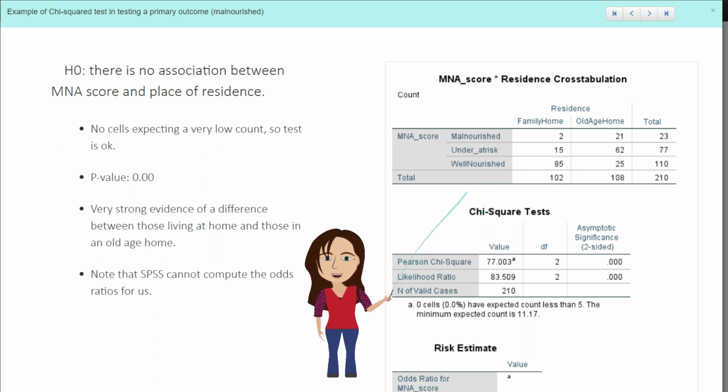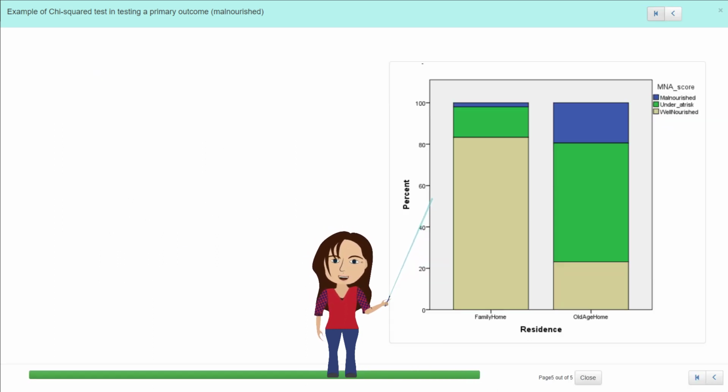But if we just do a bar chart, and I haven't played with the colours so they're looking pretty ugly again, it's pretty clear what the difference is. So in the old age home we have a lot more people who are at risk of malnourishment, and then we have a lot more people who are also malnourished.